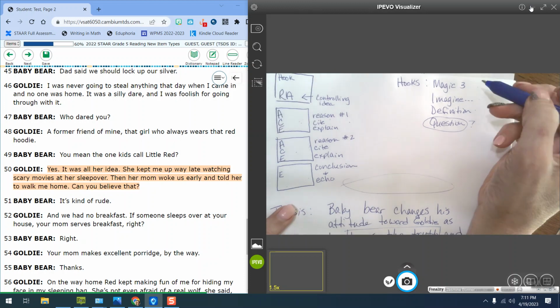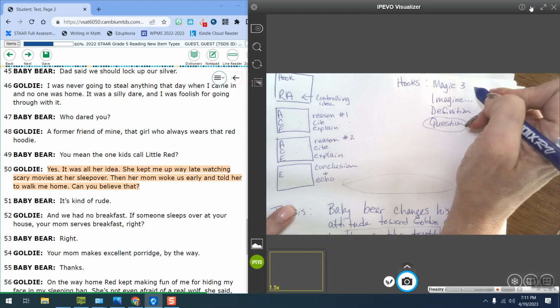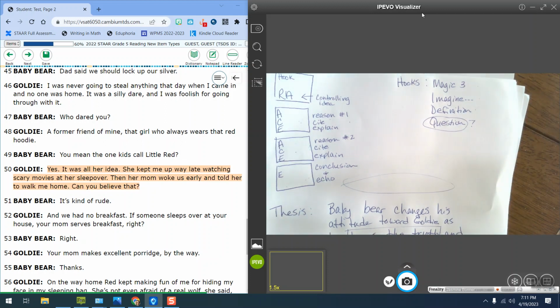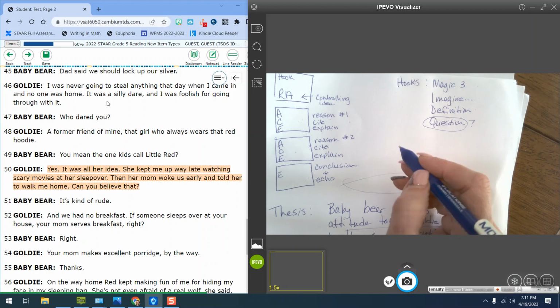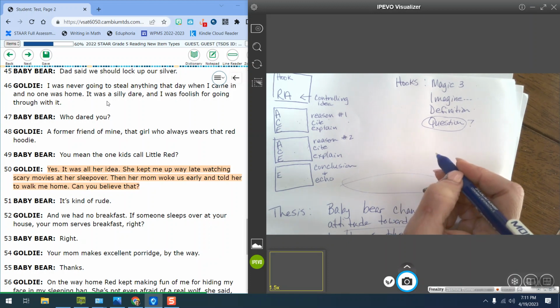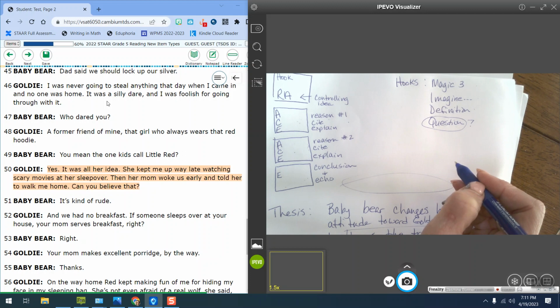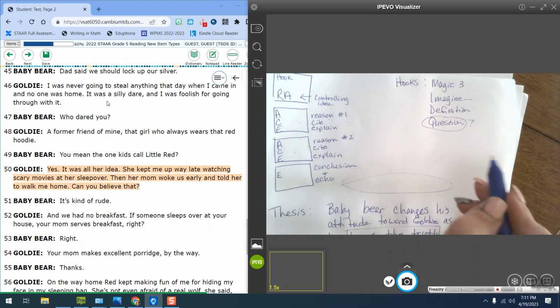Now, you'll notice on my hooks, let's just look at those one more time. The magic 3. If I was going to do the magic 3, I could say a broken chair, spilled porridge, and messy beds, right? 3 things from the story. And then I could say, Baby Bear did not have a good impression of the way that Goldilocks left his home, but he changes his attitude toward her as he learns the truth and begins to understand her. Okay, so that's a magic 3. We did an example of an imagine. A definition, I could use like a definition of friend.